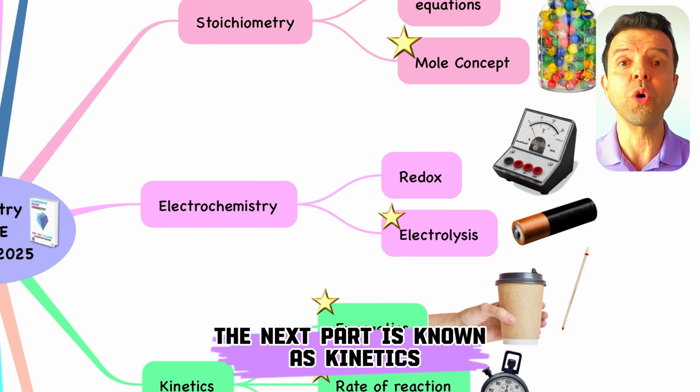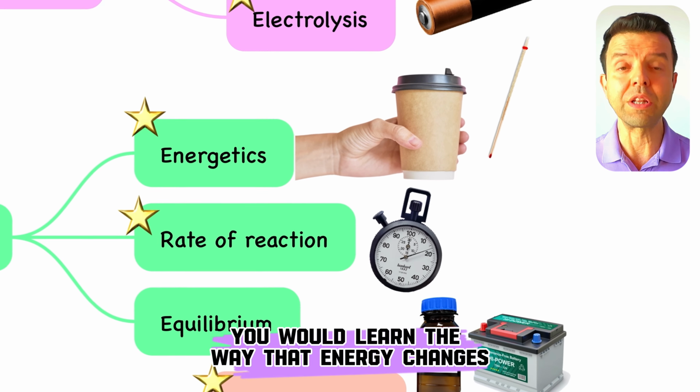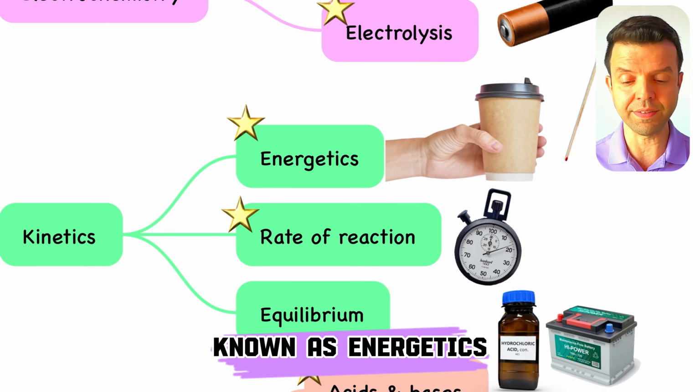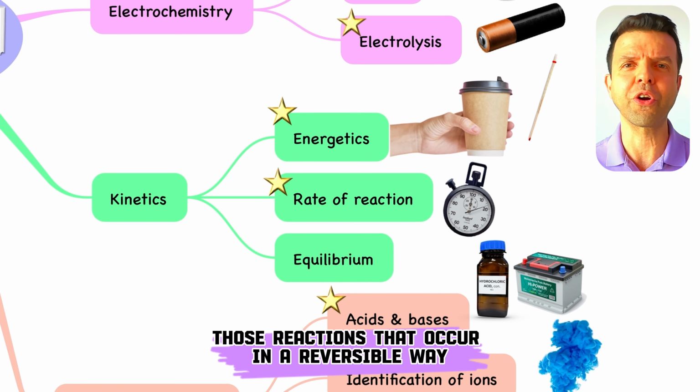The next part is known as kinetics. Here, you will learn to find the speed of reactions. You would learn the way that energy changes during a chemical reaction, which is known as energetics. Plus, you would look at special types of reactions, those reactions that occur in a reversible way.